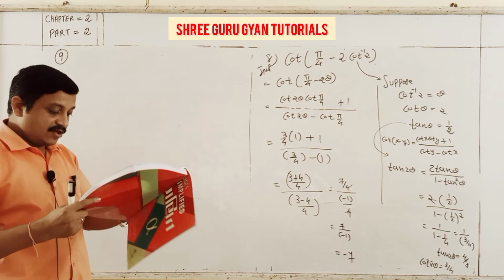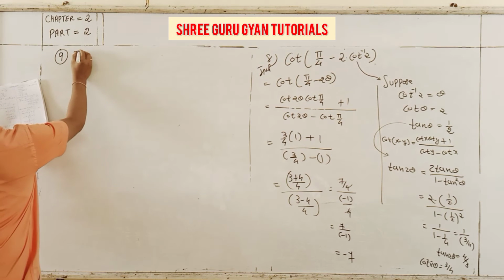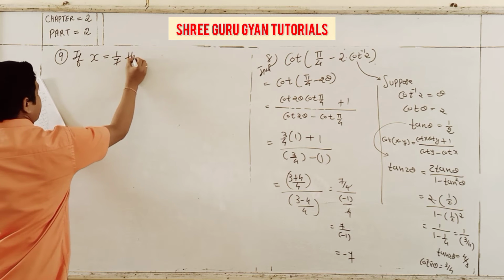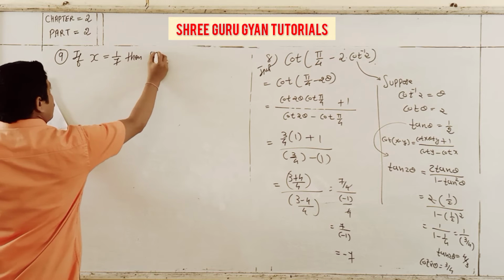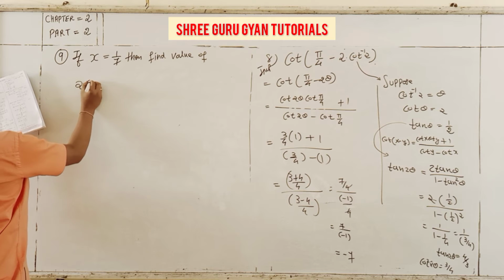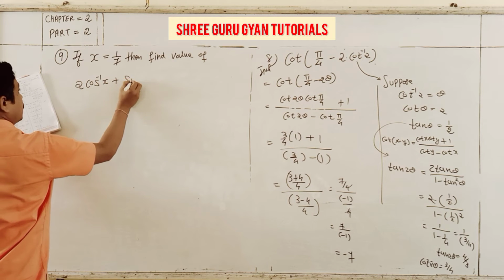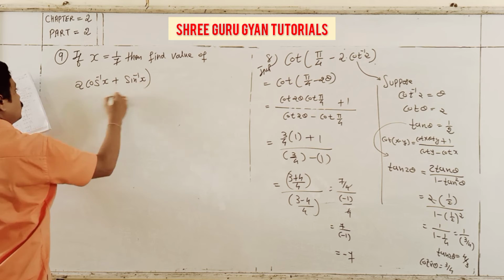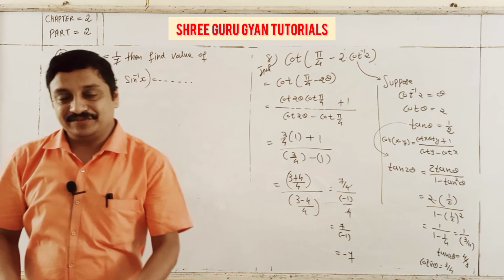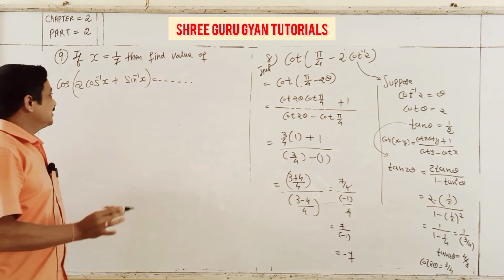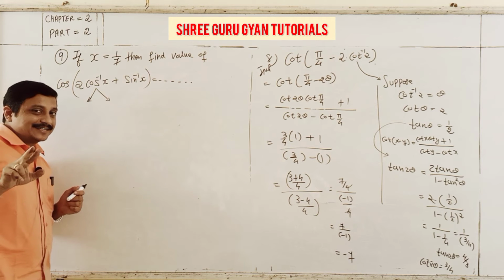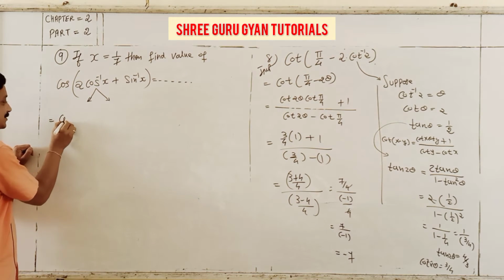Given that x is equal to 1 by 7, find the value of 2 times cos inverse x plus sin inverse x, outside of which is cos. Yes, very easy. First of all, use the property you know. I just split it into 2 parts.